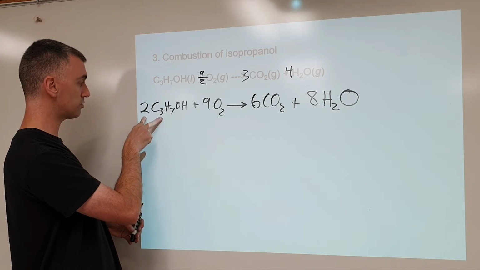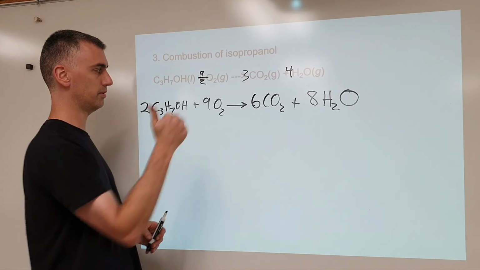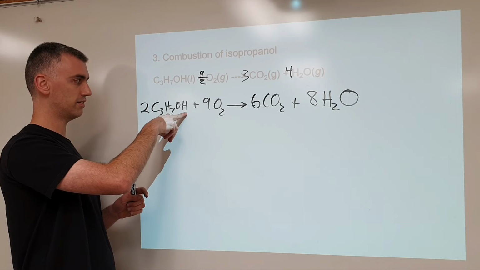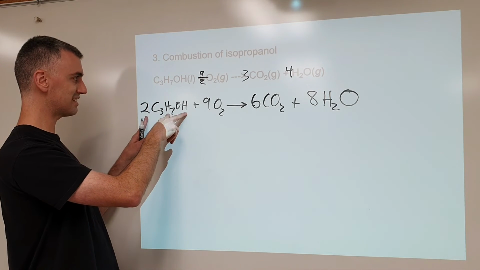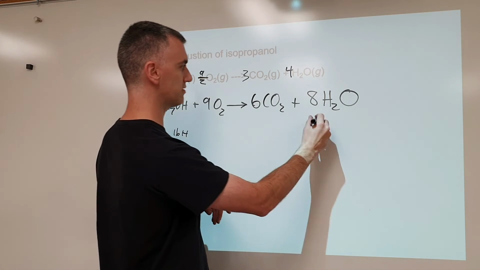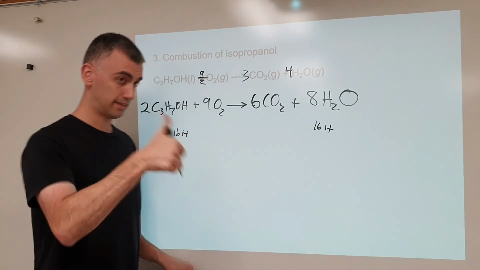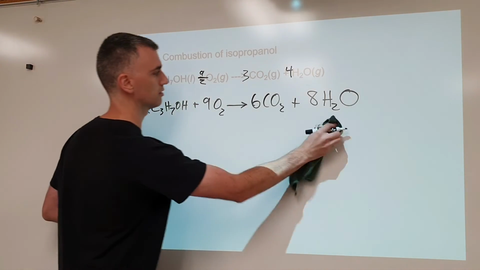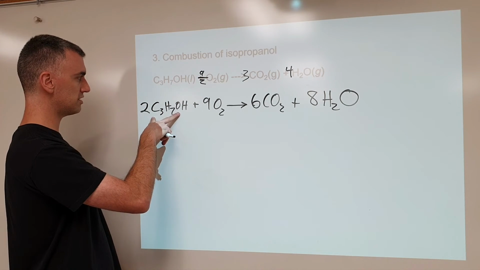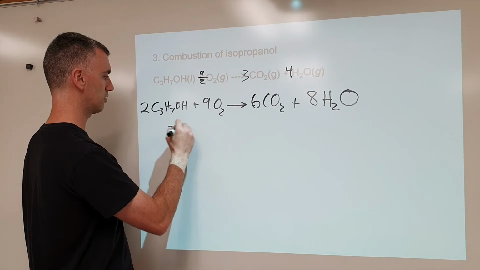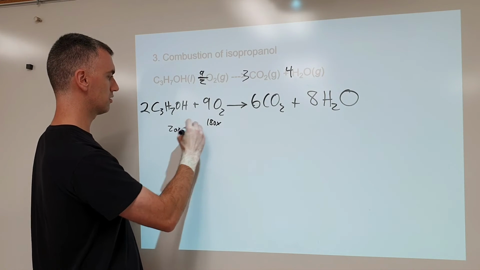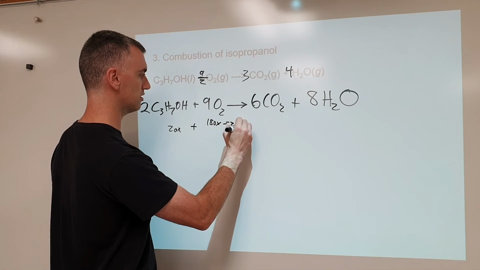So 2 times 3 is 6 carbon. 6 carbon, that's good. Don't forget, this is 8 hydrogen, not 7. So 2 times 8 is 16 hydrogen. So we have 16 hydrogen here. Look, we have 16 hydrogen here. Okay, that part's good too. Finally, oxygen. We have 2 oxygens here, and then 9 times 2 is 18 oxygens. So 2 plus 18 is 20 oxygens.